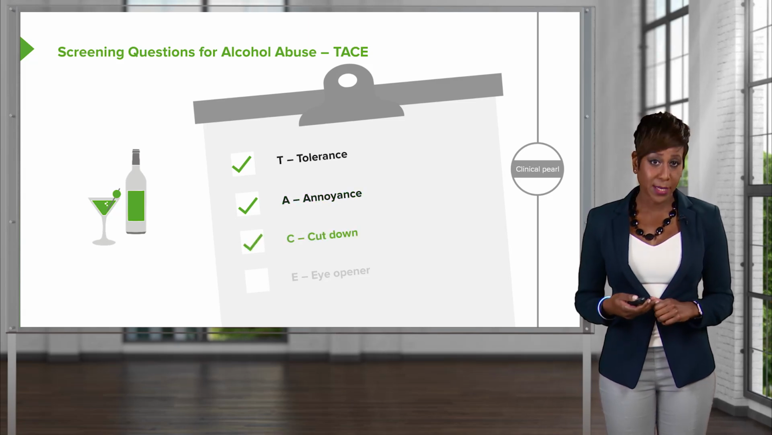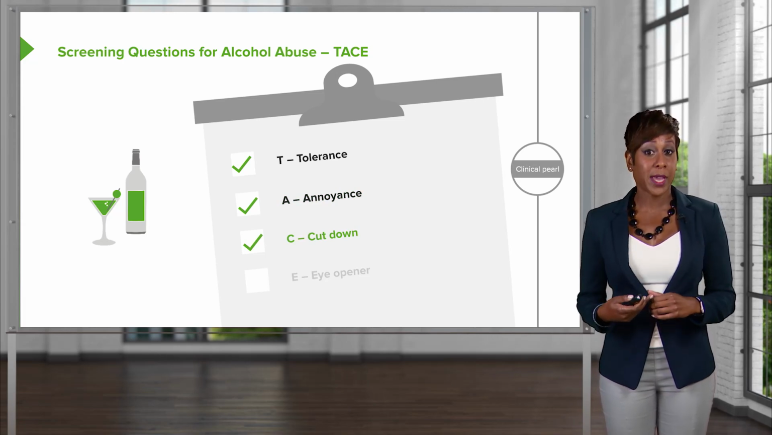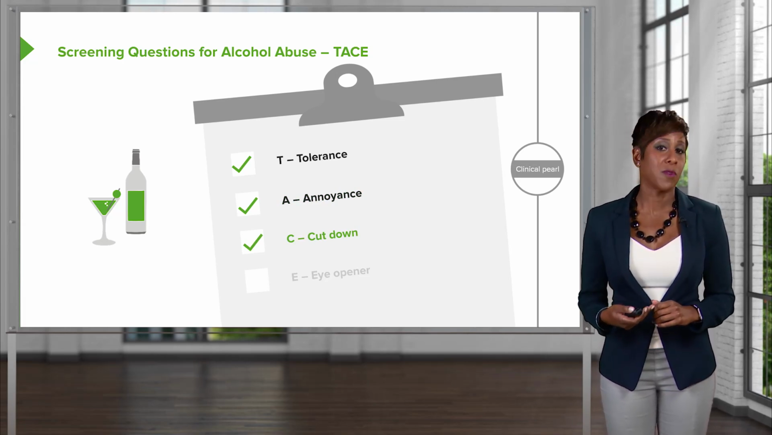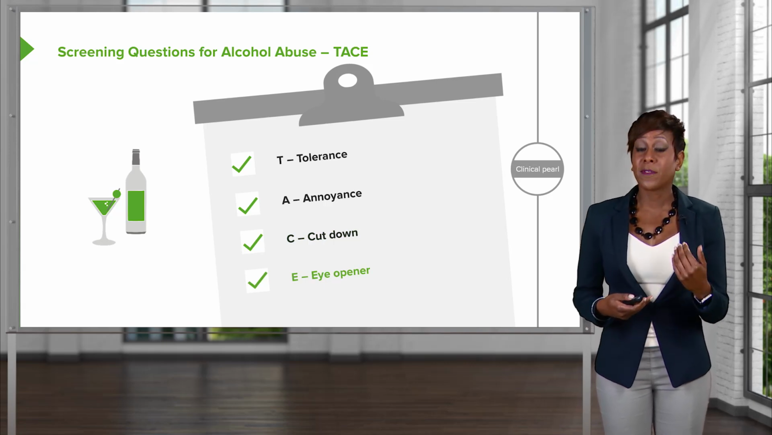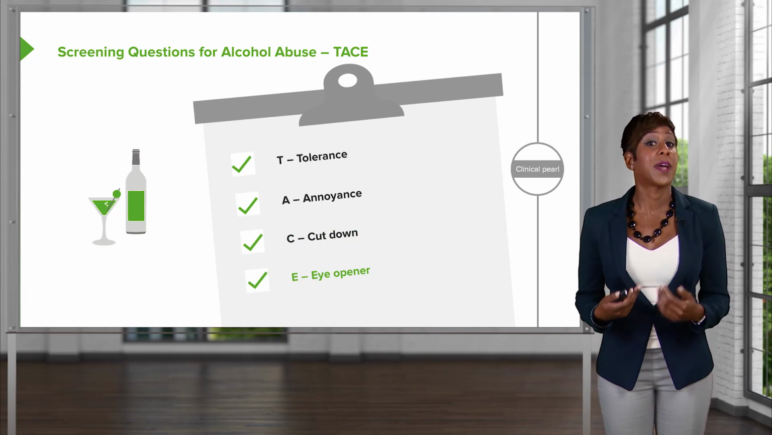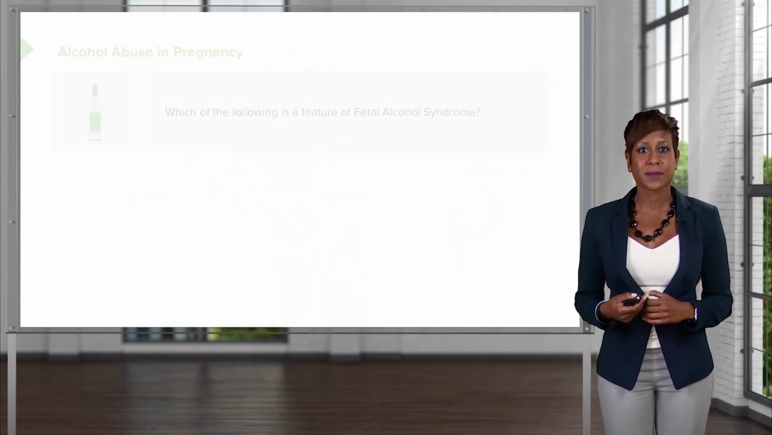C stands for cut down. Have you ever tried to cut down the amount that you're drinking? If the answer is yes, that's also a score of 1. And E stands for eye opener. Have you ever needed a drink in the morning to get rid of a hangover? If the answer is yes, that's also 1.